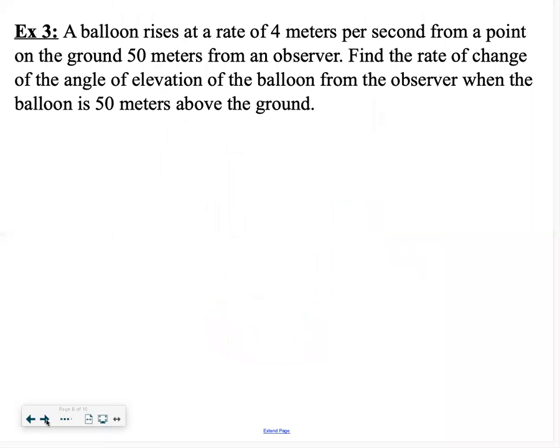And this is something completely different from what we've done before. We're not going to use Pythagorean, but it's still a triangle. It says that a balloon rises at a rate of 4 meters per second from a point on the ground 50 meters from an observer. Okay, so let's draw that. You've got this balloon that's rising, and you've got this observer that's 50 meters away. Let's say they're standing right over here.